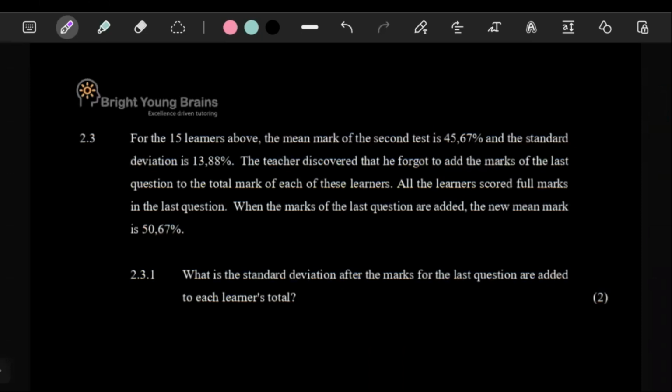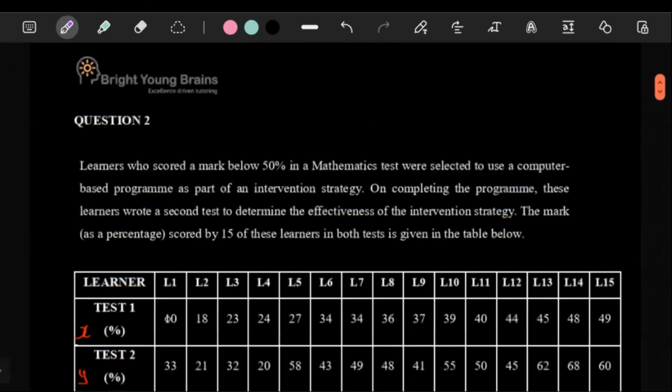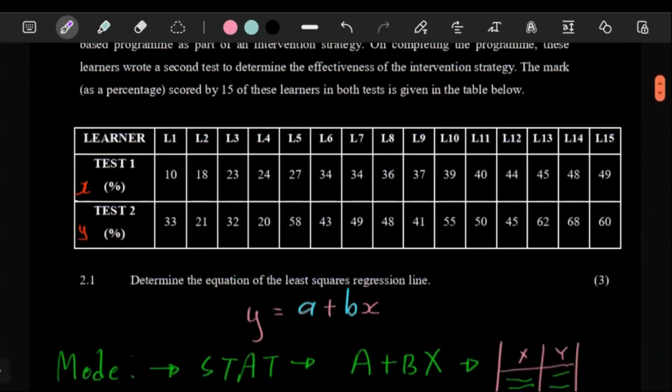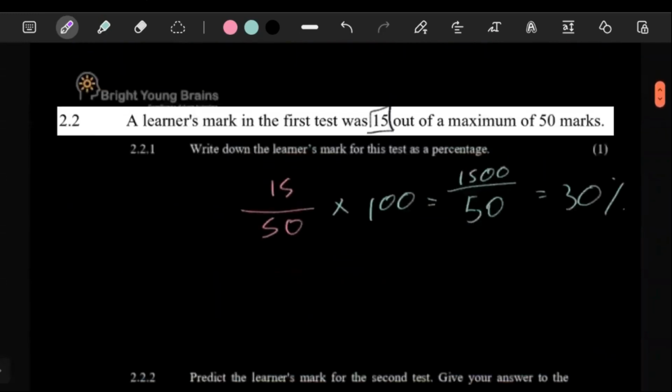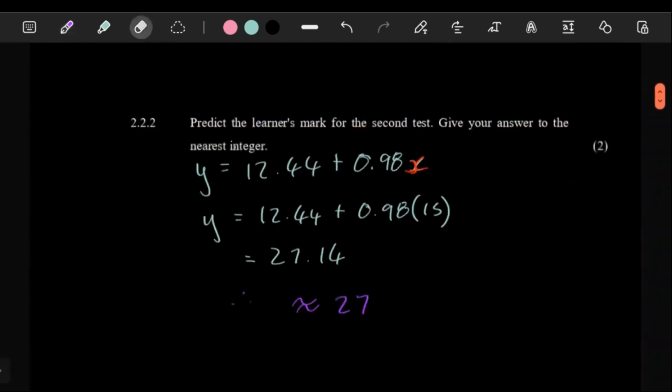2.3, they said here, wait a minute, we have to be careful here. What did they say here? Oh, these are already in percentages. So if this one says the percentage is 30, here we have to be careful, because this 15 is the actual mark, not the percentage. So the percentage is actually 30. In the calculator, let's see what we're going to get here.